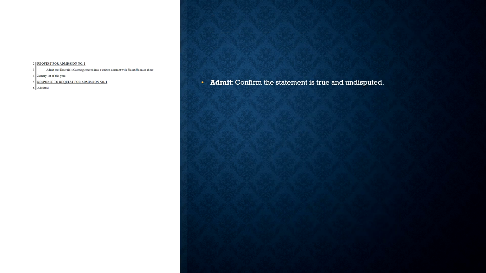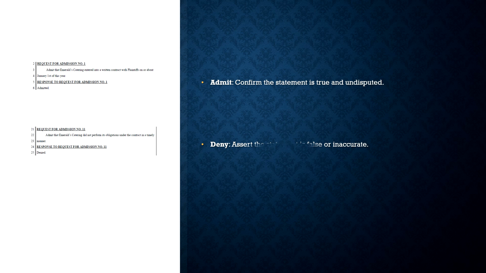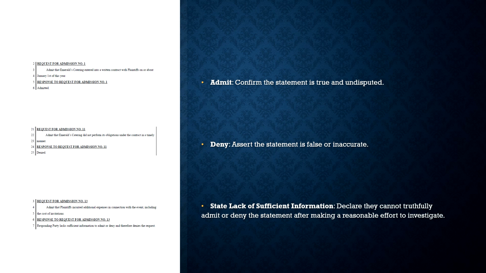Here, if a party admits, they confirm the statement is true and undisputed. If the party denies, they assert the statement is false or inaccurate. If the party states lack of sufficient information, they declare that they cannot truthfully admit or deny the statement after making a reasonable effort to investigate.